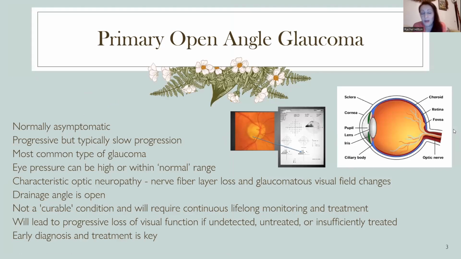So we're talking about primary open angle glaucoma, which, as Liz said, is the most common type of glaucoma. I didn't want to go too much into the anatomy and physiology. You can see here a lovely diagram of the eye, but I did want to just cover what that means, because there are different classifications of glaucoma. And essentially, when we say that someone has glaucoma, we're saying that there is some change to the optic nerve.